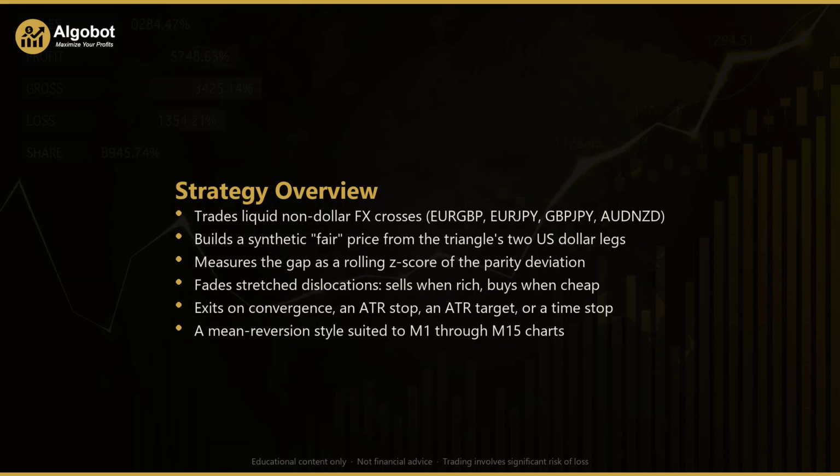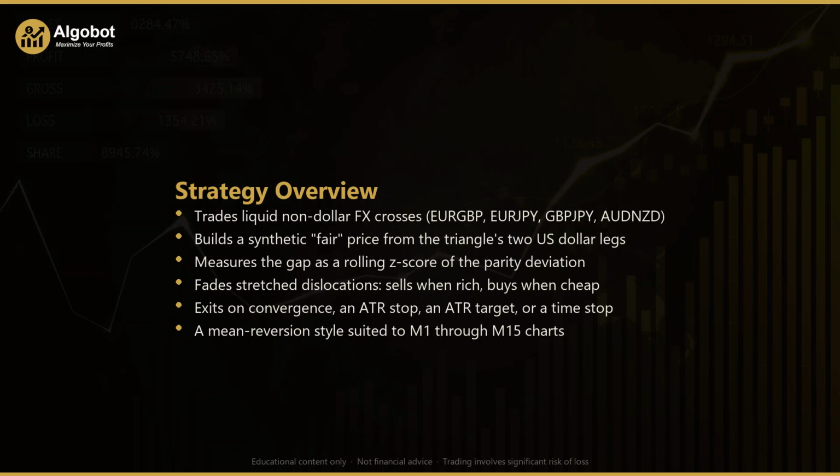A cross rate is not really an independent price. A pair such as euro-pound is mechanically linked to the US dollar through its two legs, the euro's value in dollars and the pound's value in dollars. Divide one by the other, and you get a synthetic, or fair, price for the cross. Because those three prices are quoted by separate order books, tiny gaps in timing and liquidity can push the actual cross slightly away from this synthetic parity.